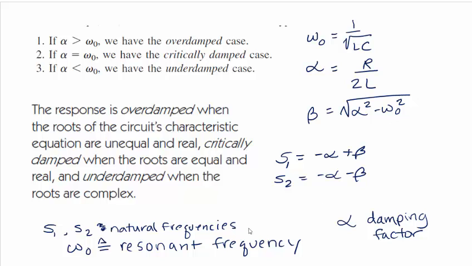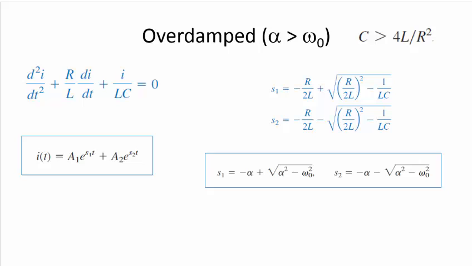So S1 and S2 are called natural frequencies, and we'll see why in a few minutes. And omega naught is called a resonant frequency. And the alpha is a damping factor, which we will also see why when we look especially at the underdamped case. You'll see what happens. So that was the summary of these equations. This solution applies for the overdamped case, where alpha is greater than omega 0, which implies that the capacitor value is greater than 4L divided by R squared.